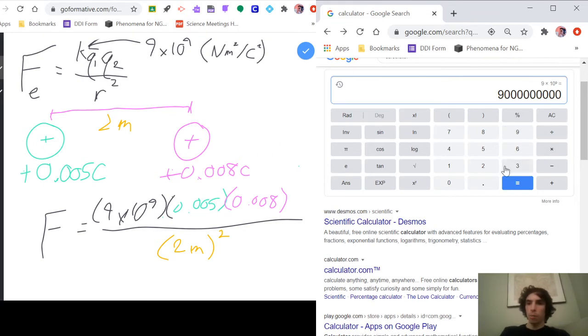And then I'm going to multiply by the rest of this equation times 0.005 times 0.008. Okay, and then I just hit enter again so that it would just have one number that I'm working with.